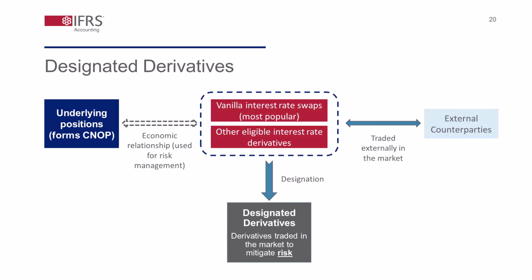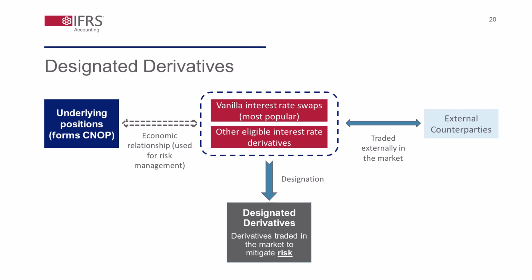Designated derivatives are derivatives traded by an entity to mitigate the interest rate risk from its current net open risk position. As the name suggests, other types of financial instruments that are not derivatives cannot be designated derivatives. If the interest rate risks from those financial instruments are managed holistically, they may be considered as part of the current net open risk position instead.